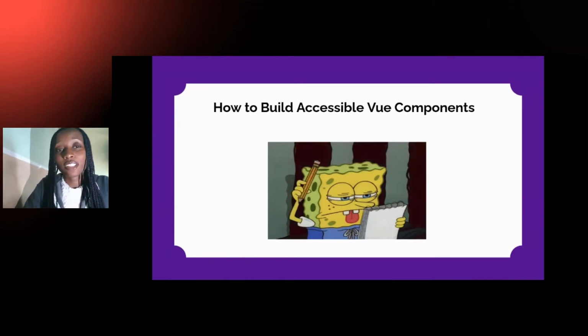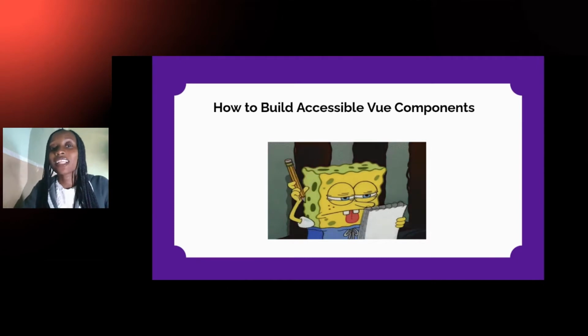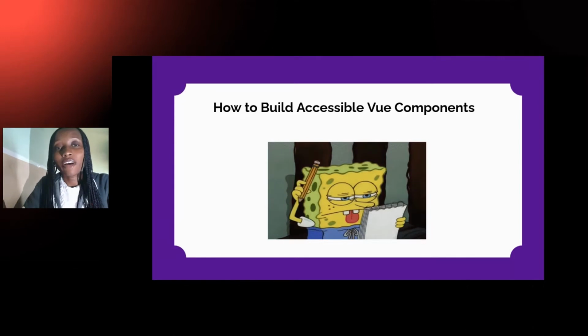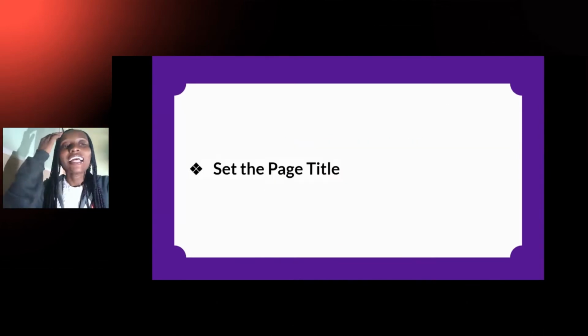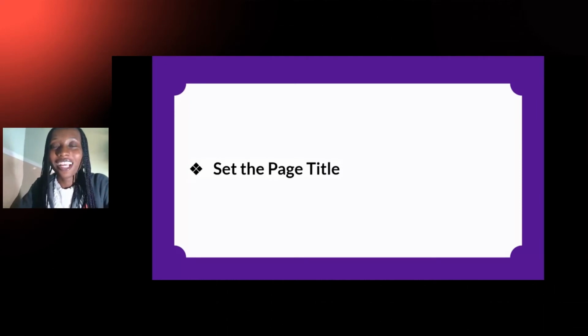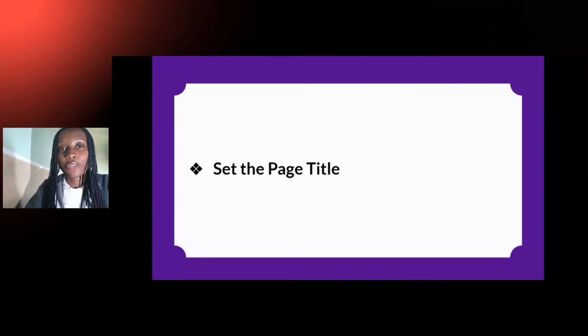We're going to consider some important accessibility features that we have to put in place when building our Vue components. There are certain tips you have to take into consideration. To start off, we talk about setting the page title. Most people tend to overlook this as not a priority, but it's very important. The title gives a user the overview of the page. It tells your user what page am I on?